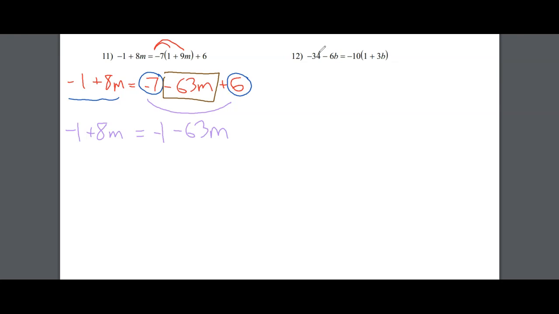It's your choice. You can either move the 8m to this side, or you could move the negative 63m to this side. It's up to you. You'll get the same answer either way. Your equation will just look different. I'm going to move the 63m to the other side. So I'm going to add it, plus 63m.